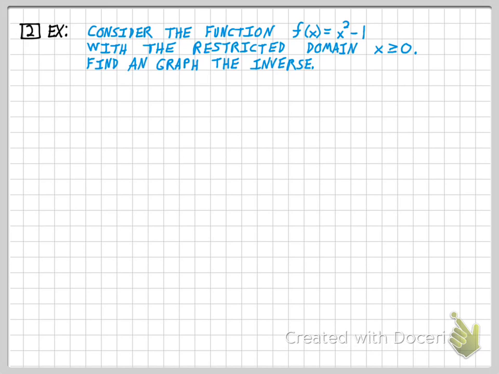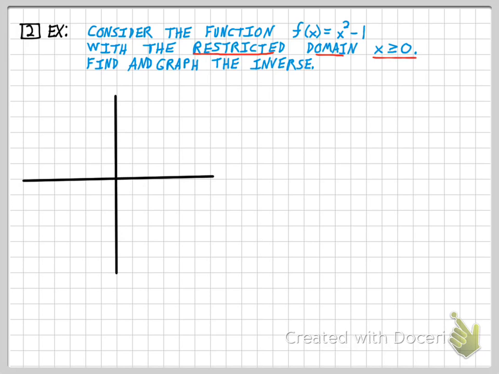Alright, here's another example. We're going to consider a function, this time x squared minus 1. And we're going to add in something called a restricted domain. So a restricted domain is basically looking at the function only for a certain set of values, and we often do this so that we can get around that horizontal line test failure. So let's take a look at what this graph looks like.